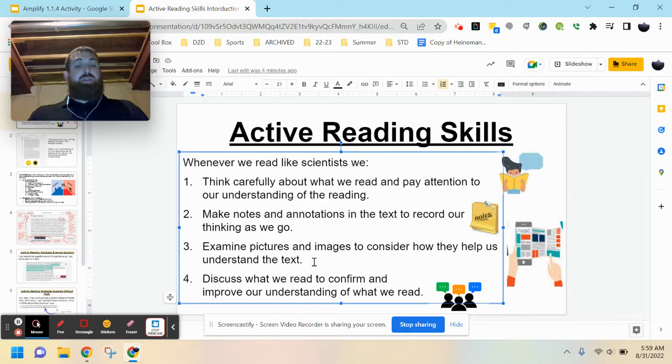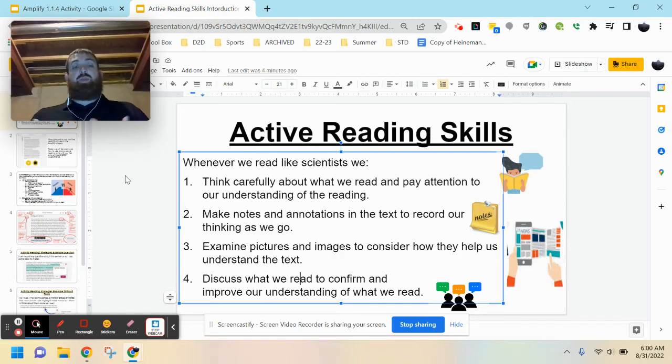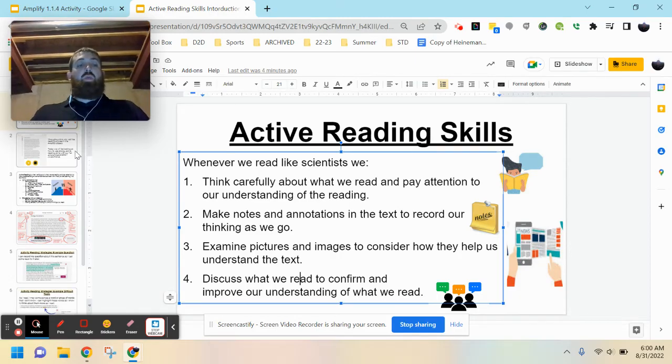Next, we examine pictures and images to consider how they help us understand the text. So we don't just gloss over what pictures we find or the diagrams they have. We try to figure out what they're trying to show us with the text. And last but not least, we discuss what we read and confirm and improve our understanding of what we read with our peers or the people around us. So whenever we are reading articles, the goal is to try to use those four things to help us make sure we truly understand what we're reading.